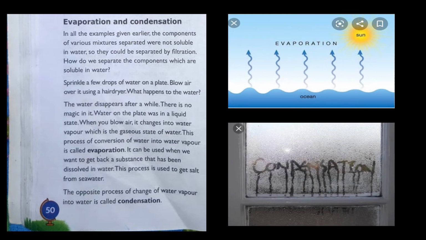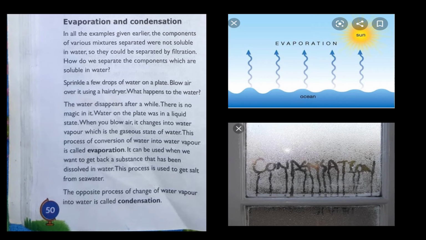So students, you see that in all the examples we have talked about, the components of the mixtures separated were not soluble in water. That means they were insoluble. One part may be soluble in water, and the other may not. But what will happen if the particle is soluble and it is totally mixed in water? Will we be able to get it out with the earlier processes? No. So what are the processes we are going to use to pick it out? That's why we are going to discuss the next process, very important in our daily life, that is evaporation and condensation.